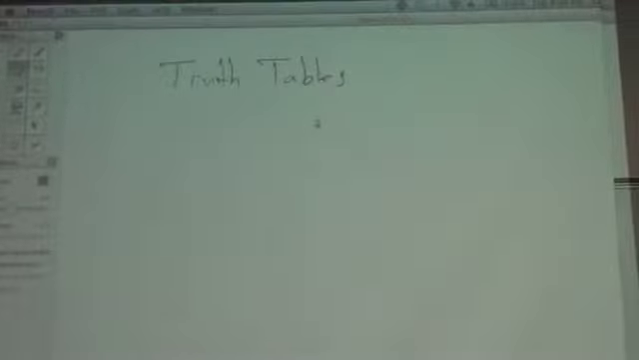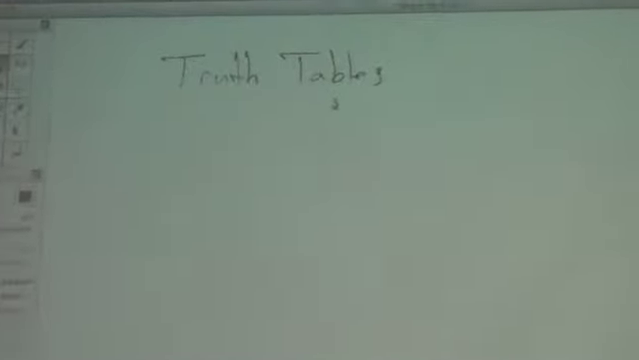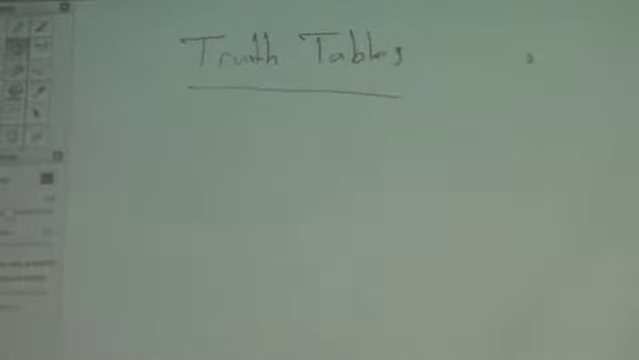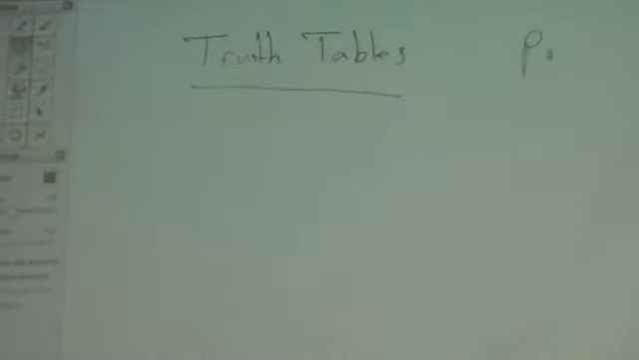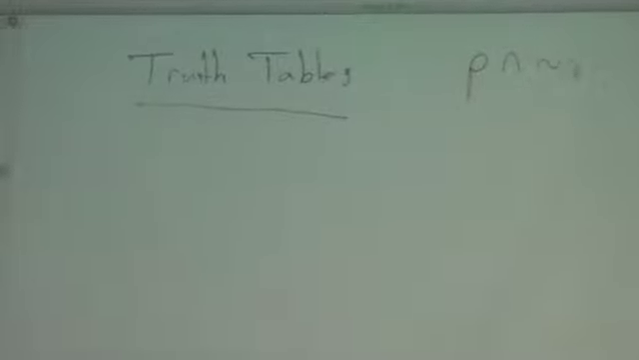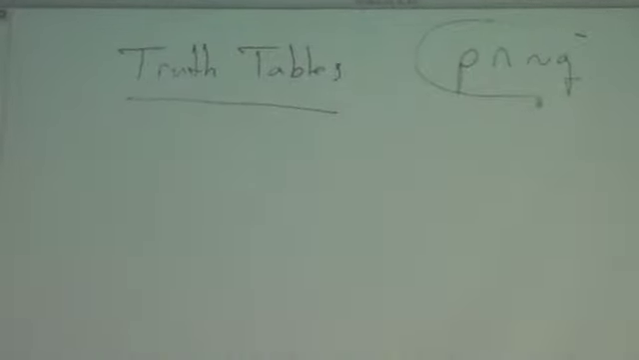Truth tables, which shouldn't be too big of a mystery to you. We did one yesterday, copied into your notes. But now we're going to do some more in general, and I'm just going to make something up here. We're going to do P and negation Q. Now I just made this up, okay?